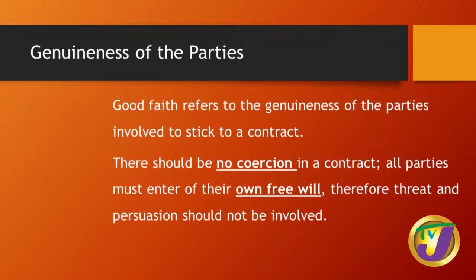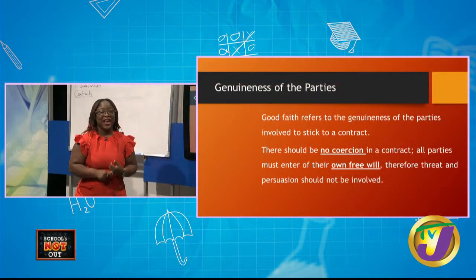So today we looked at seven elements of a simple contract. We said that we had to have an offer, just a few of them, an offer and acceptance. Can you think of any other?